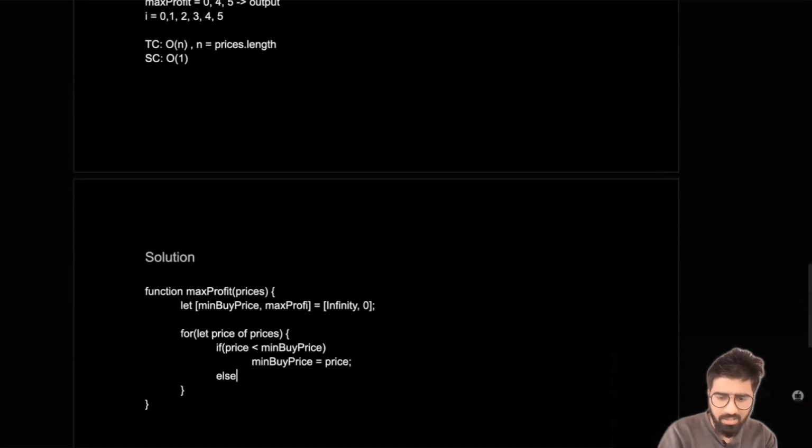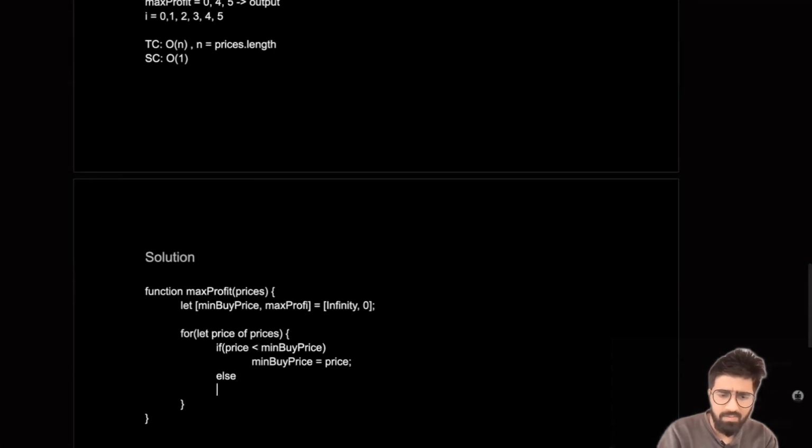Now, else our price is greater than or equal to the minimum buy price. It does not matter whether it is equal or not. If they're equal, then the profit would be 0 anyhow. So no need to worry about the equal to sign here.